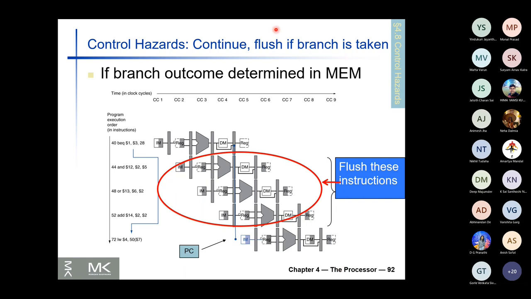Well, so either you insert flush, or you insert stalls, or you continue and flush if the branch is taken. So these are the naive approaches. In any case, in the worst case, you may have to pay a penalty of 3 clock cycles, 3 stall cycles.